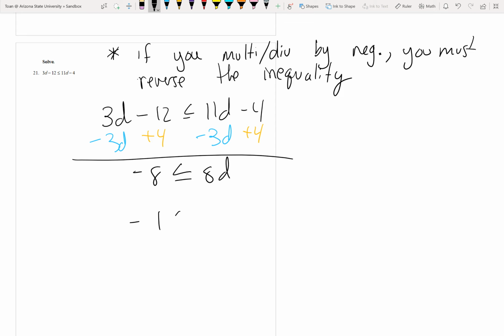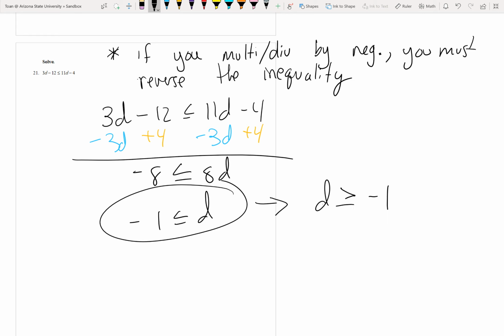Divide both sides by 8. You get negative 1 is less than or equal to d. I typically like to write my answers with the variable first, so I probably would have written d is greater than or equal to negative 1, but I would have accepted both answers.